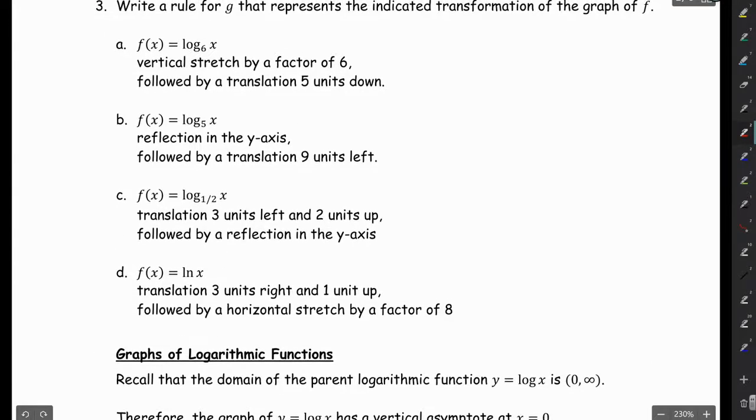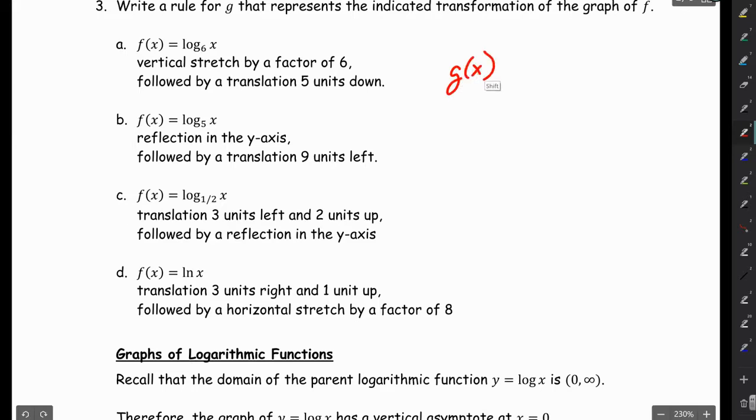Same idea with number 3. We're writing a rule for g. So we have a parent function, and then we're going to transform it and rewrite the function as g. So we have a vertical stretch with a factor of 6, followed by a translation of 5 units down. For all of these, I would say just pause the video, try them, and come back when you're ready.